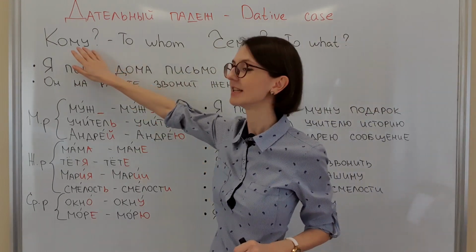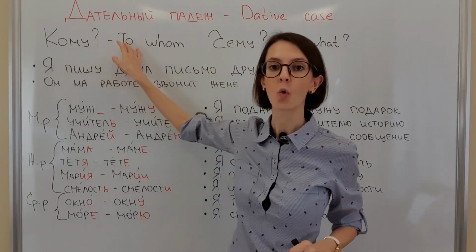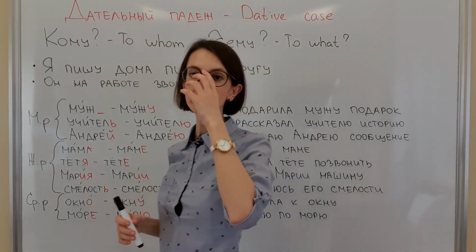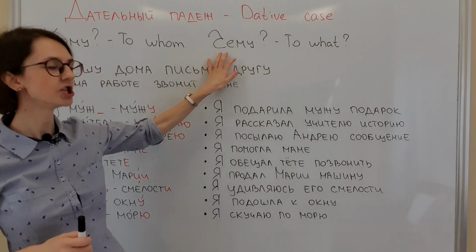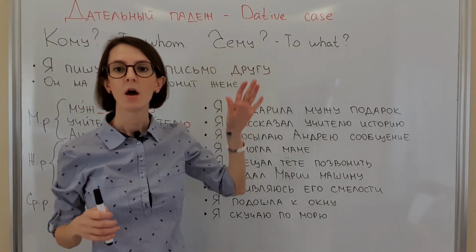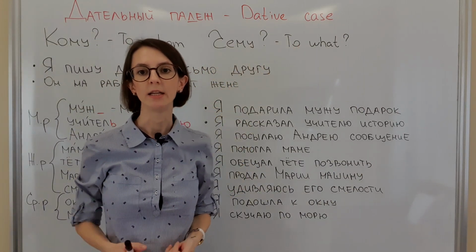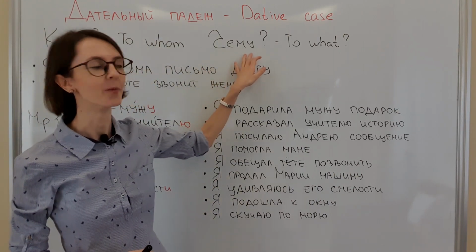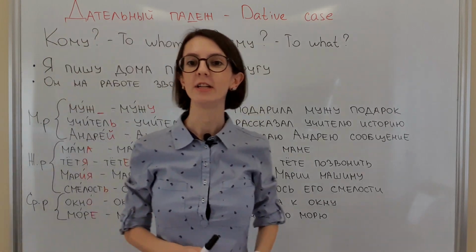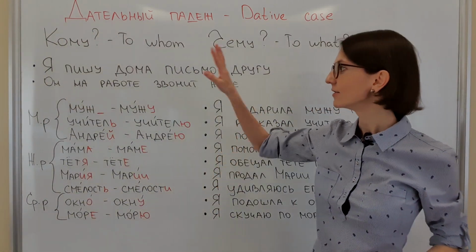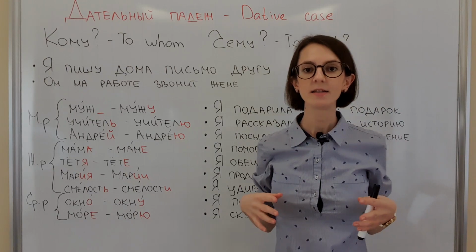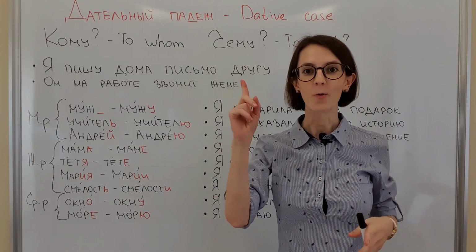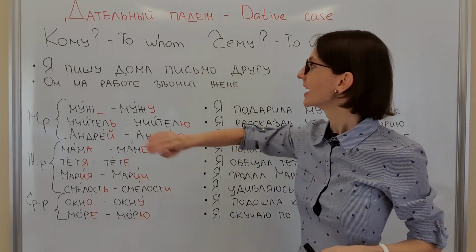The first question is кому, to whom. We use this question for living nouns. And we ask the question чему, to what, when we are talking about non-living nouns. Yes, this is my letter ch. Чему, to what, for non-living nouns. So let's have a look at these two examples and see how we can use different cases in one sentence.